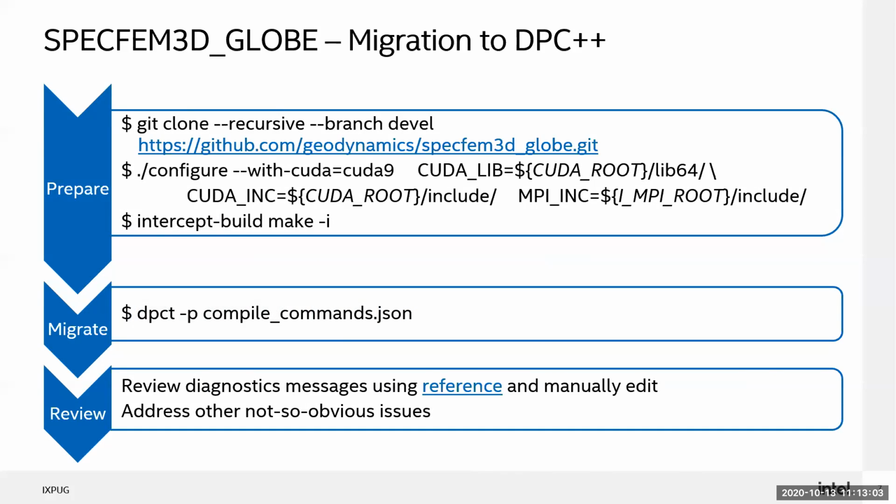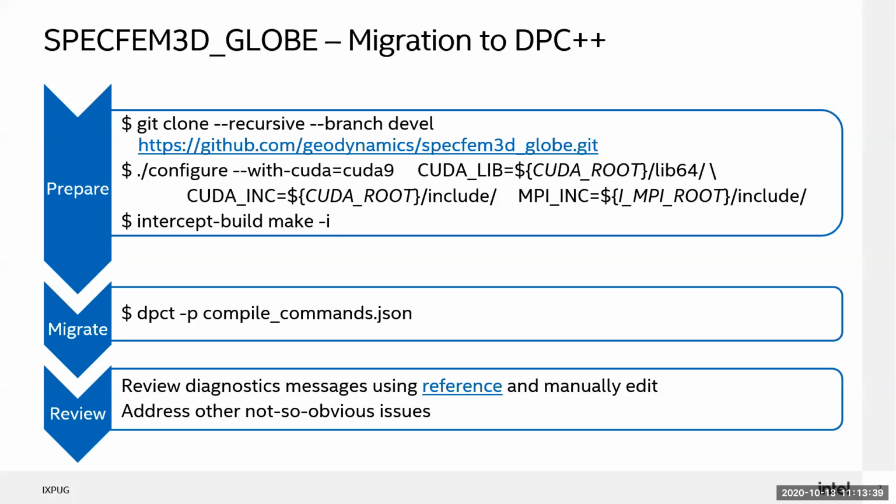If I apply the same steps to SPECFEM3D Globe, the steps are as follows. We prepare the code by getting the source code as it is, and then we complete the configure step as you would do with the CUDA source code. That is, I configure it with the latest CUDA 9 branch of the code, and provide paths to the CUDA lib and MPI include headers. Now, this is the usual step you would use if you were compiling the code for CUDA. So there's nothing different here.